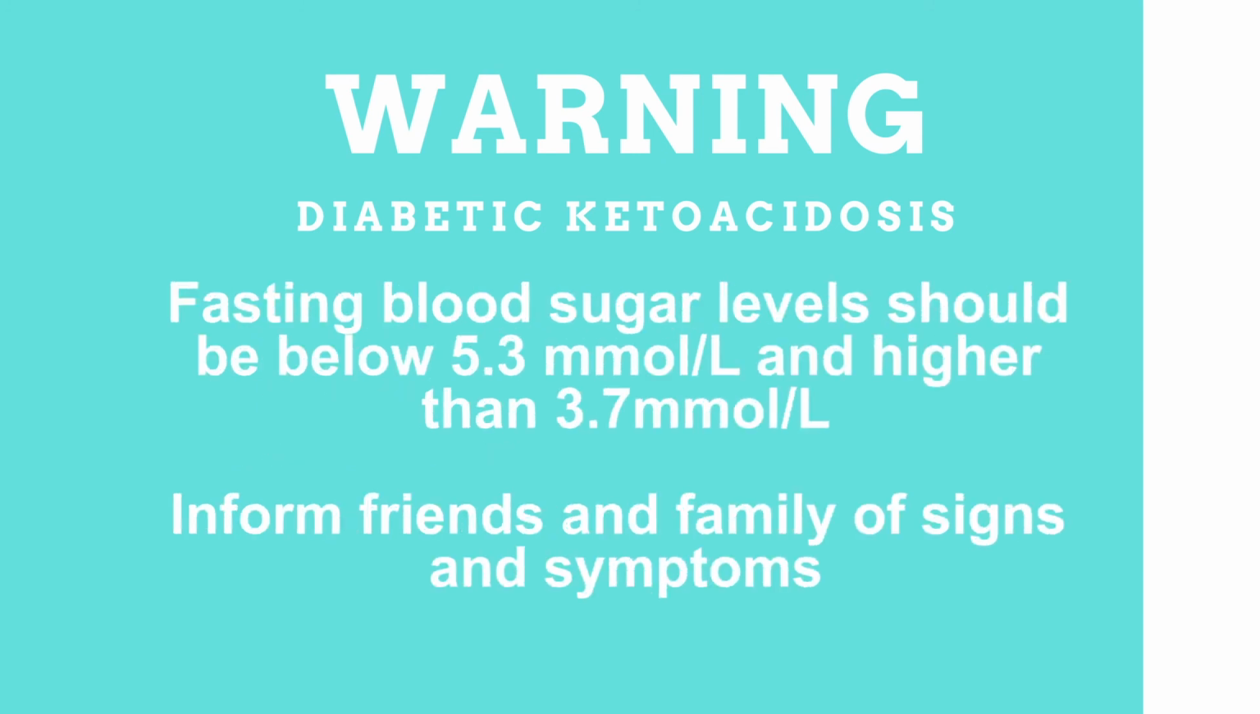To avoid these conditions, it is recommended that your fasting blood sugar levels be below 5.3 millimoles per liter, but remain above 3.7 millimoles per liter to avoid incidences of hypoglycemia. You should also inform your friends and family of these crucial signs and symptoms of hypo and hyperglycemia so that they may recognize if you enter into these states while in their company and may take action appropriately.